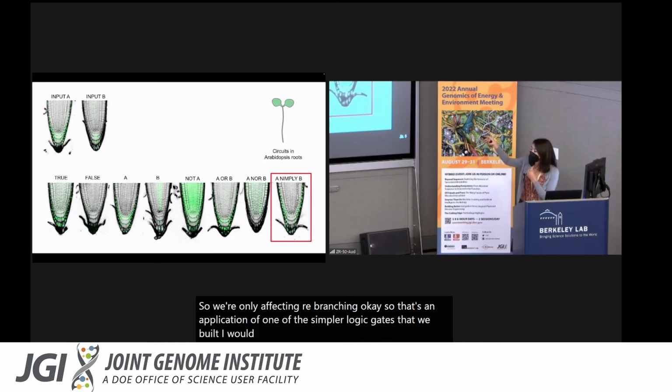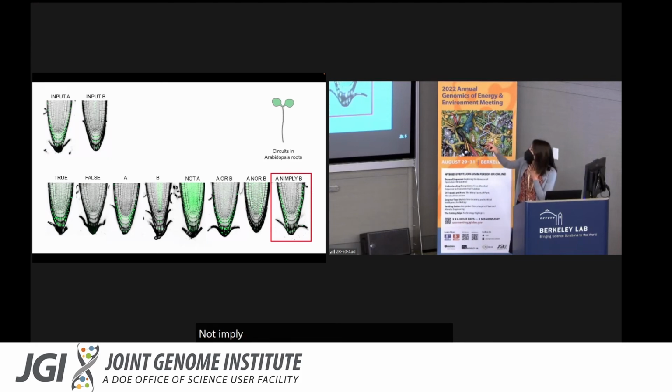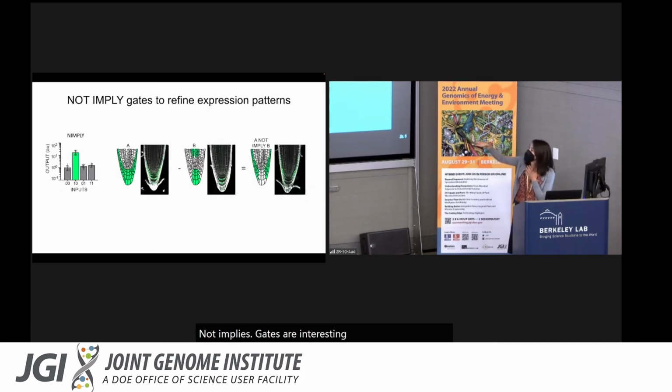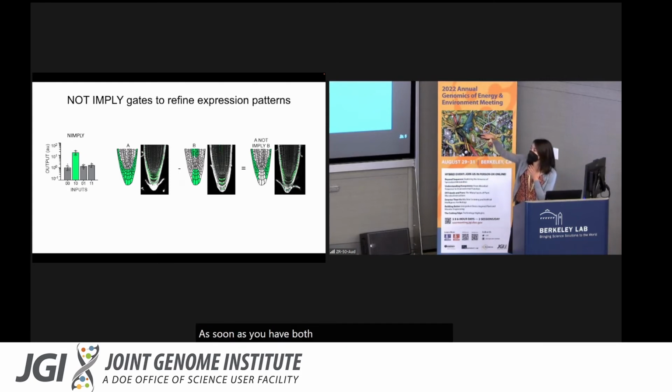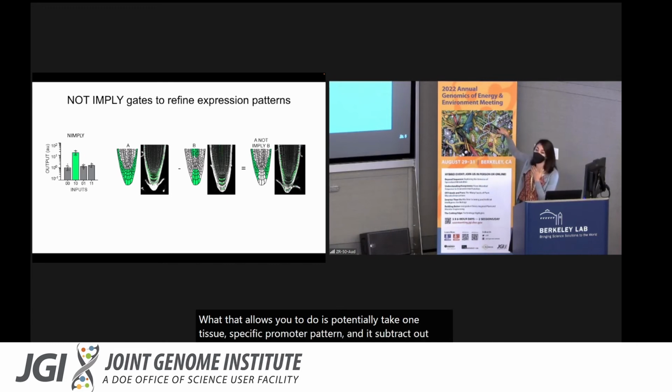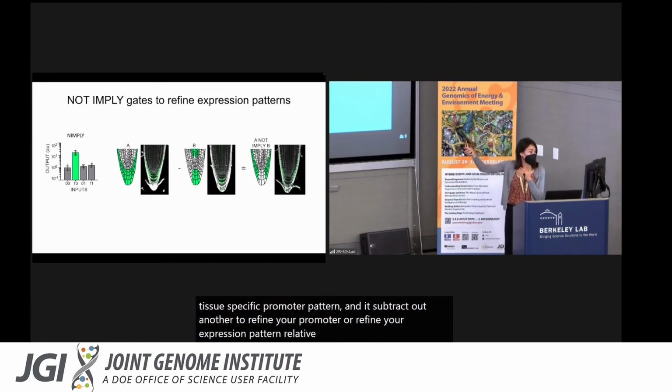I wanted to also highlight this not implies gate because it's one of my favorites. Not implies gates are interesting because they are only on when one of your inputs is present in the system, right? As soon as you have both inputs, the gate should shut back off. What that allows you to do is potentially take one tissue specific promoter pattern and subtract out another to refine your expression pattern relative to your first input.